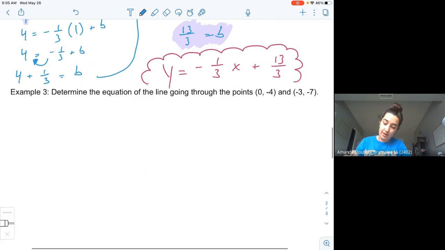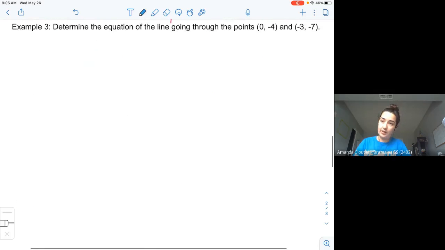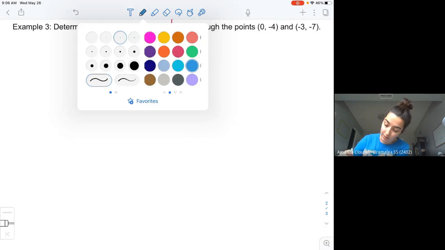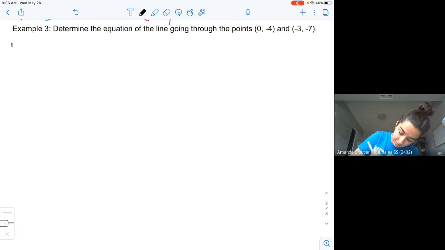So let's come down here to our example number 3. Example number 3 asks us to find the equation of the line going through the points (0, -4) and (-3, -7). Okay, let's do it. Step number 1, we know, is to find the slope.